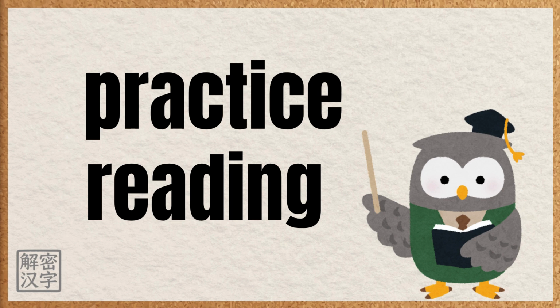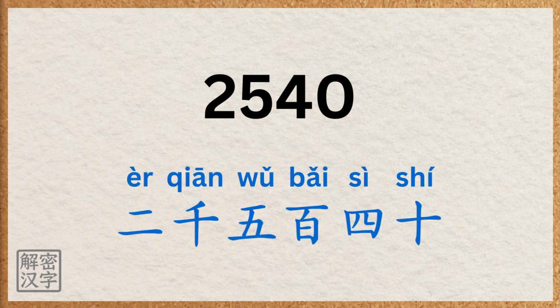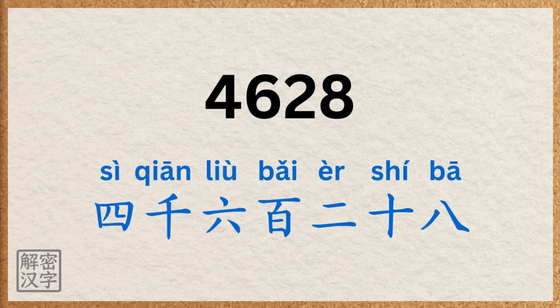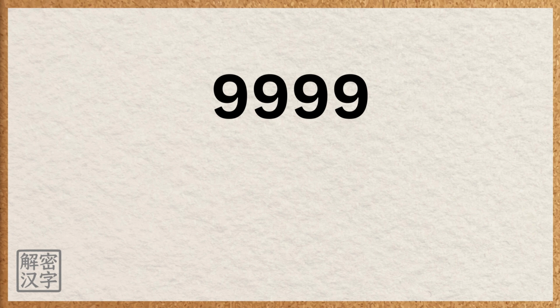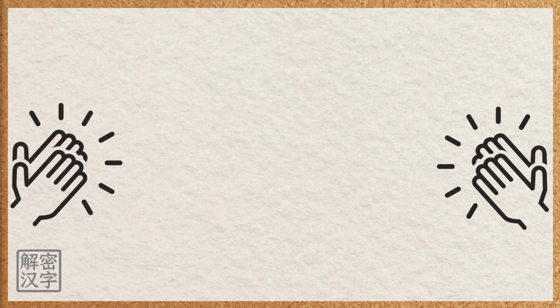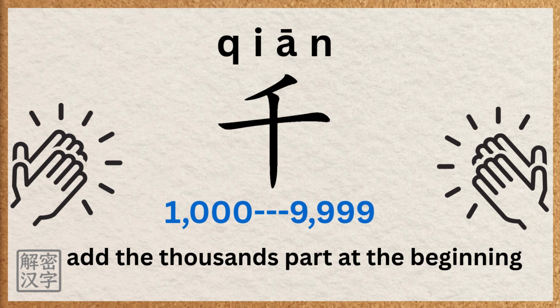Let's practice reading some four digit numbers in Chinese. 2,540 is 2,540. 4,628 is 4,628. 9,999 is 9,999. Congratulations! You know the character qian, and you can read all the numbers from 1,000 to 9,999 in Chinese now. Now, let's practice reading it.